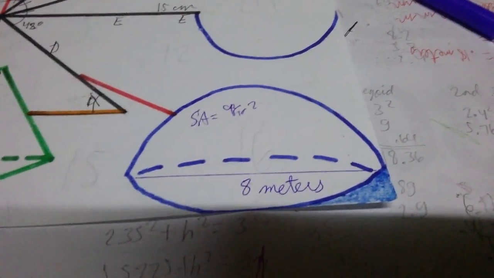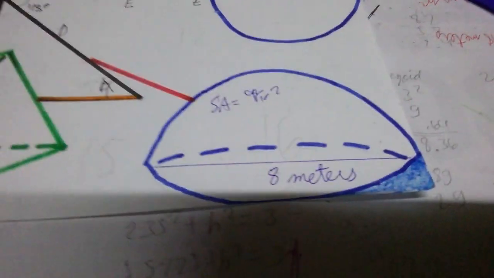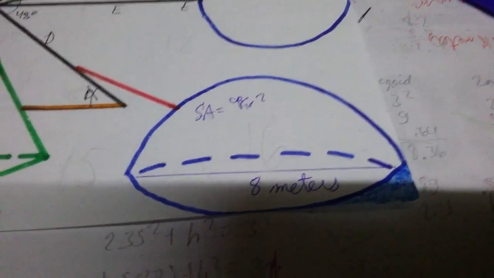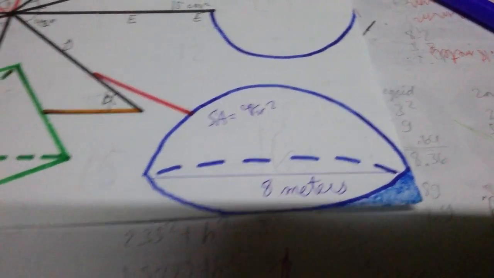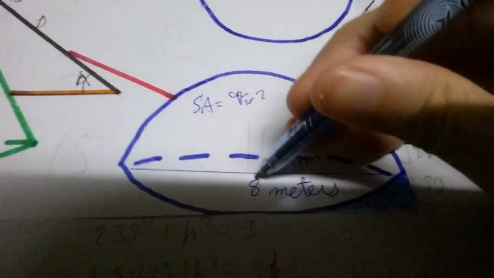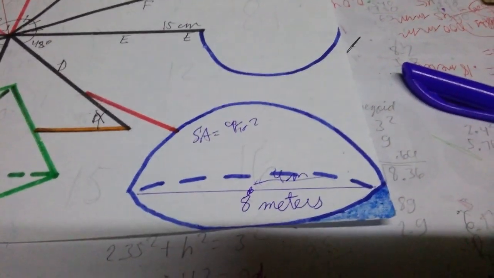We have here a hemisphere whose diameter measures 8 meters. Remember, we need the radius, right? So we have to cut 8 meters to 4. So 8 divided by 2 is 4. So now you get 4 meters, which is your radius, okay? The radius. Now, what is the formula?